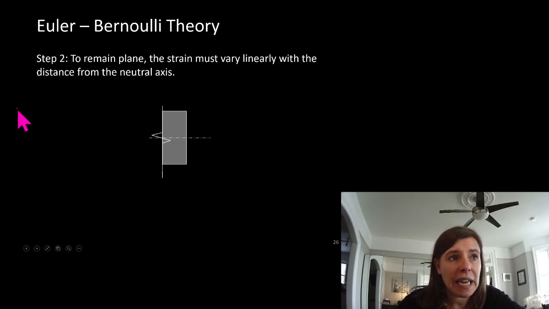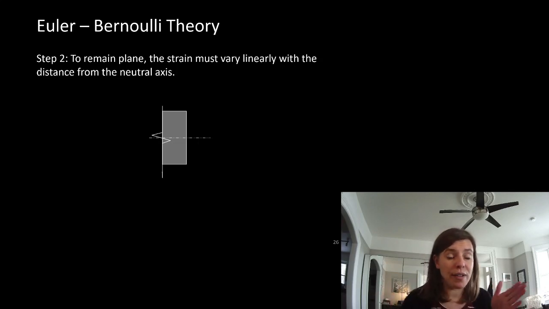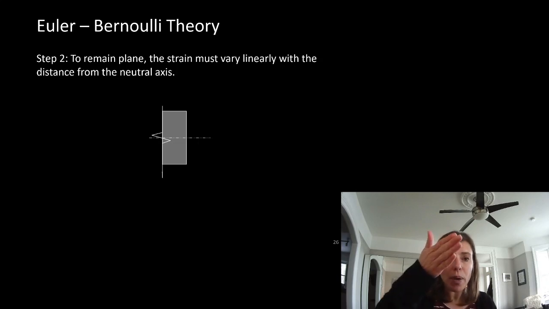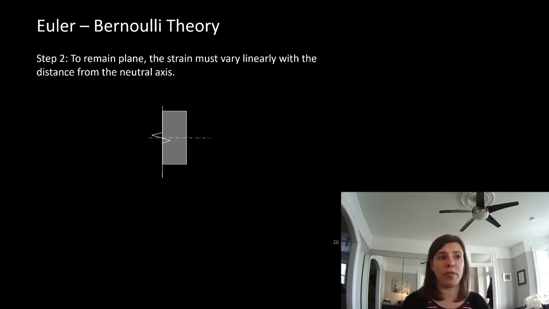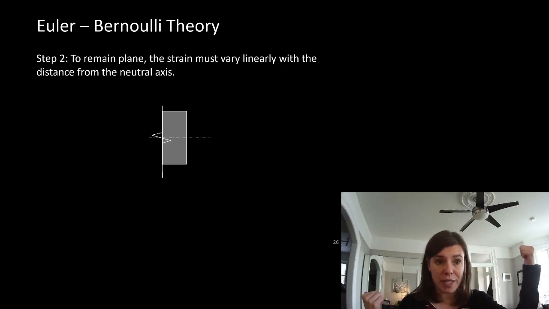To remain plane, we know that the top is squishing and the bottom is stretching, which means if we have a change in length, whether positive or negative, we're talking about strain. Well, if that's remaining plane, the top and the bottom must both be squashing and stretching an equivalent amount. Or the strain must be varying linearly with the distance from the neutral axis. There is no change in length at the neutral axis, and there is an equal amount at the top and an equal amount at the bottom, but just in opposite directions.